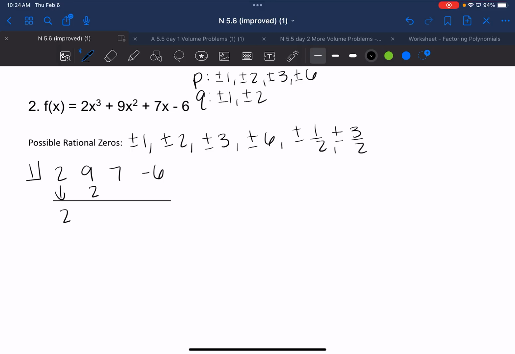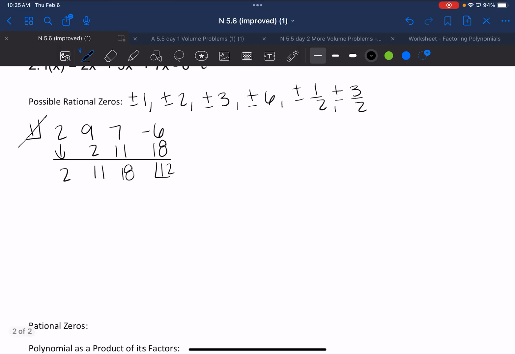2 times 1 gives us 2. And what do we get when we add? 11. And 11 times 1 is 11. And 7 plus 11? 18. 1 times 18 is 18. What's negative 6 plus 18? 12. Not 0. So did that one work? No. Okay, so positive 1 did not work for us.